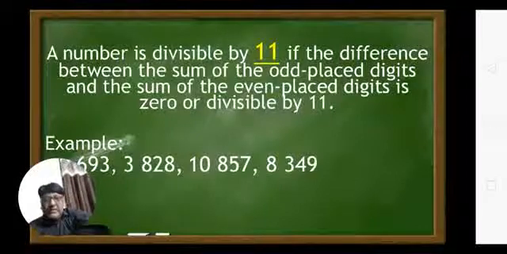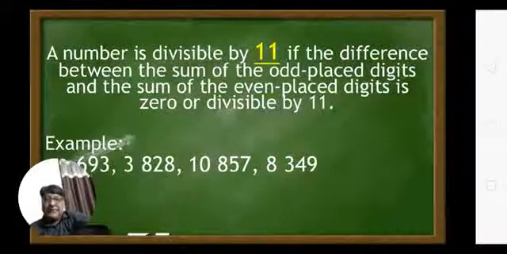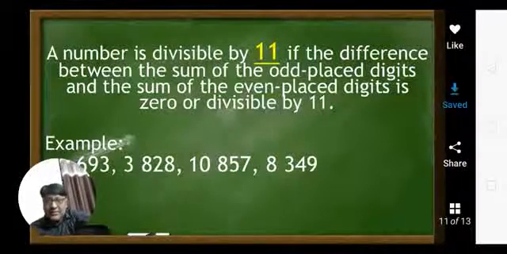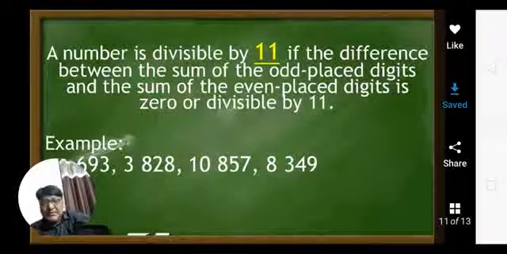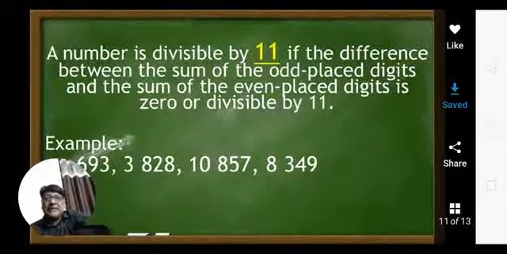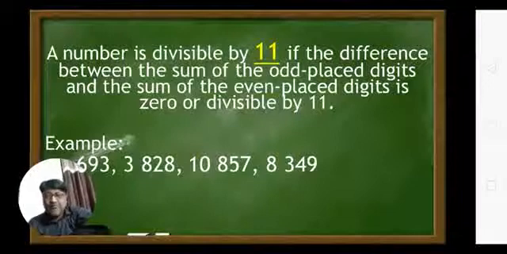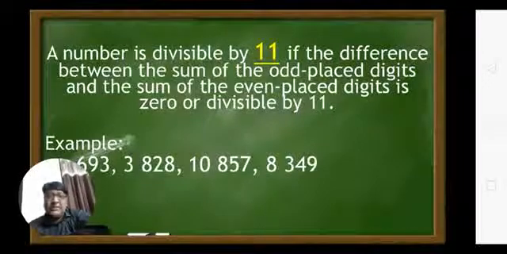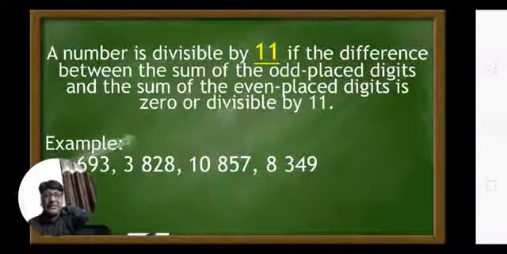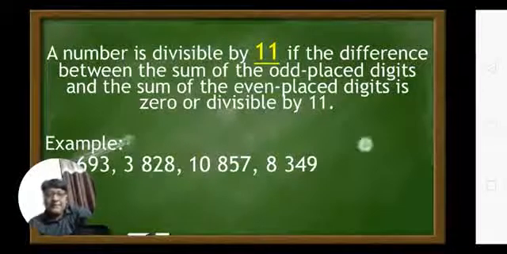In one more example, we can have a look. 10,857. Now, what are the digits at odd places? At odd places, it has 7, 8 and 1. So 7, 1, 8, 8, 8, 16. And at even places, it has 5 and 0. So 16 minus 5 is equal to 11. So the number is a multiple of 11. And therefore, 10,857 is divisible by 11.